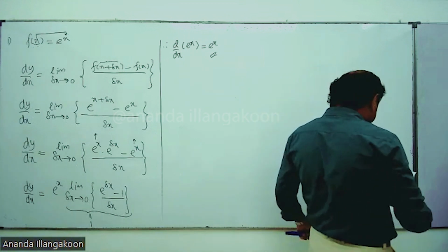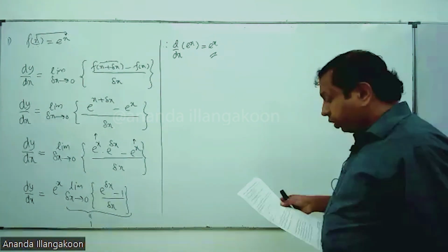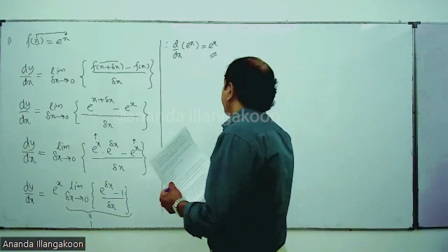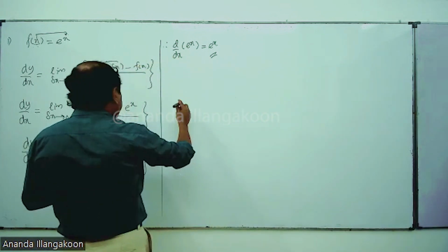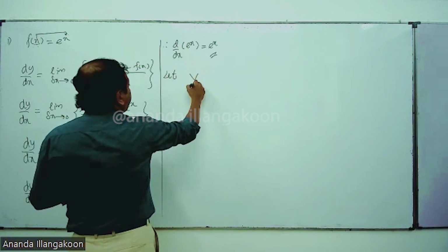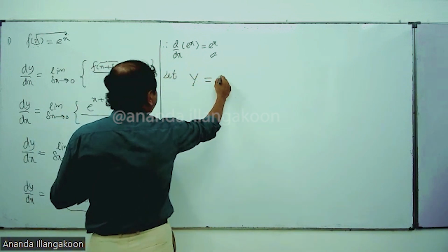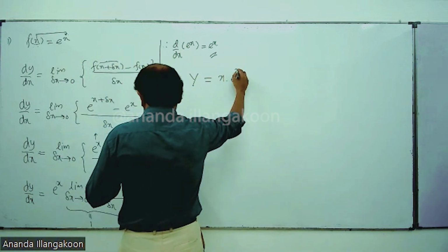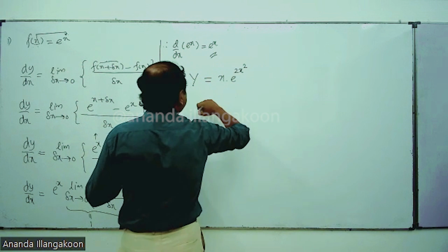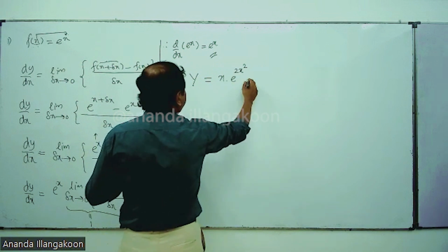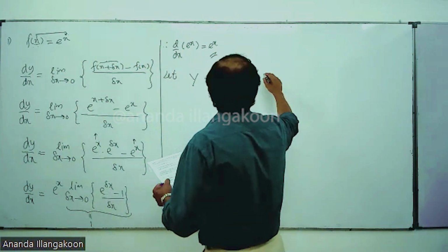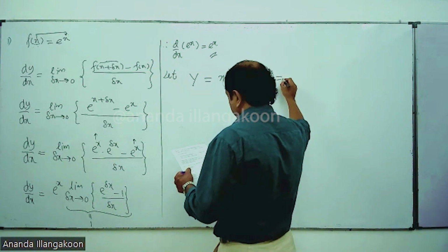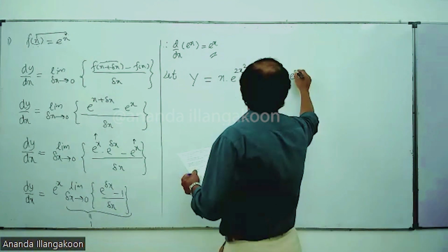Differentiate x into e to the power 2x squared with respect to e^(x squared). Right. I'll take this way. Let capital Y, I am going to take, x into e^(2x squared). And I take capital X as e^(x squared).